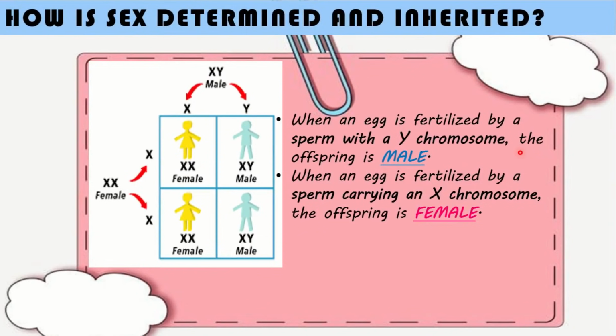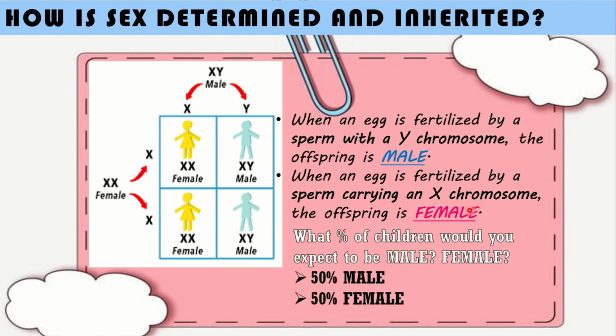How is sex determined and inherited? When an egg is fertilized by a sperm carrying a Y chromosome, the baby will be male. When an egg is fertilized by a sperm carrying an X chromosome, the baby will be female. Therefore, the sex chromosomes that determine the baby's gender will be the chromosomes of the father. What percent of children would you expect to be male and female? Using Punnett square, as you can see in the picture shown, 50% will be male and another 50% will be female.